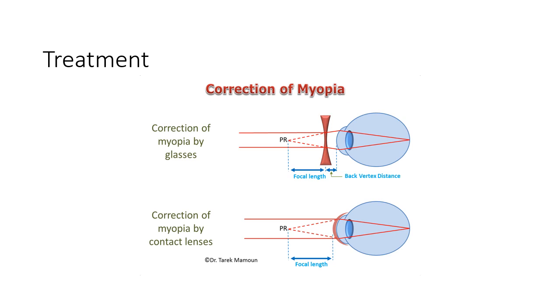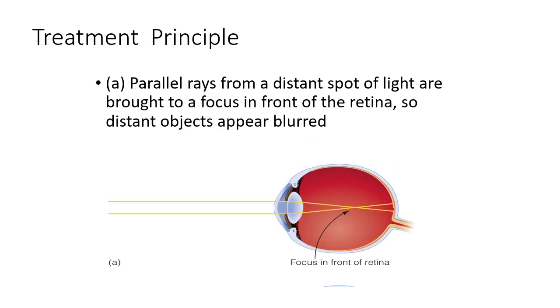So for correction of myopia by glasses, you are giving a minus lens that will diverge the incoming parallel rays, and again they will be focused on the retina. Then you can have a contact lens that also causes this focusing. So there is a change of the vergence. The rays which are converging have to be made divergent and again focused on the retina. So this is the principle.